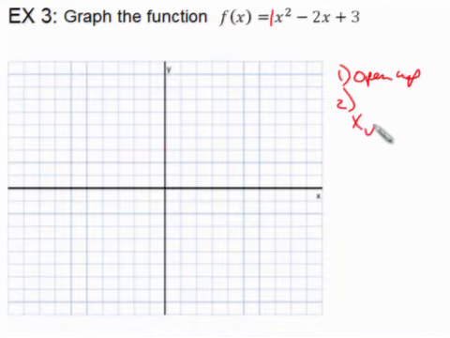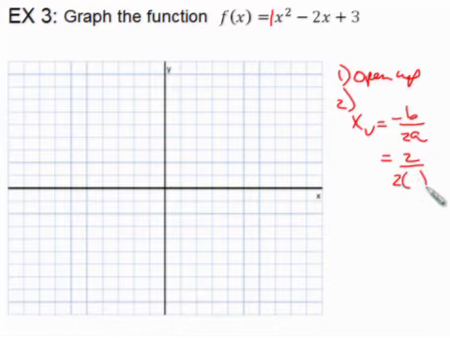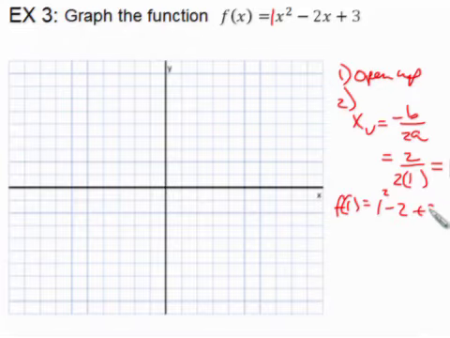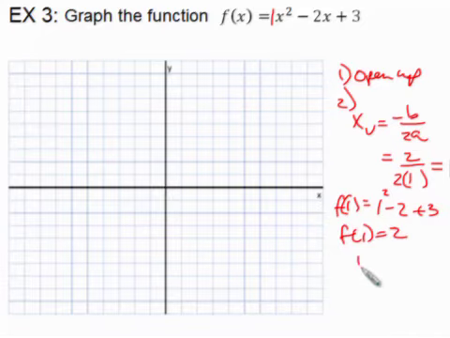So if I use the vertex formula, I'm looking for the opposite of b over 2a, which is the opposite of negative 2, which is 2, over twice a, and a is 1. So this will give me 1. So plugging 1 into the function will give us the matching y value. So we have 1 squared minus 2 times 1 plus 3, or 1 minus 2 is negative 1 plus 3 is 2. So we have a vertex of 1, 2.